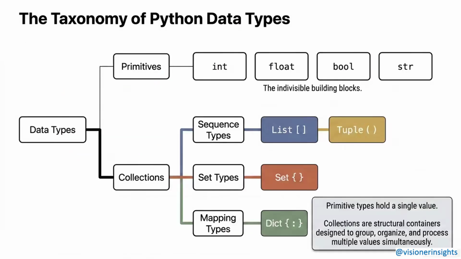So let's zoom out a bit and see where all this fits. At a really high level, you can think of Python's data types as falling into 2 big camps. On one side, you've got your simple primitives, a single number, a single word, and on the other, you have collections. These are the big structural containers we're focusing on, the ones designed from the ground up to group, organize, and process a bunch of values all at once.